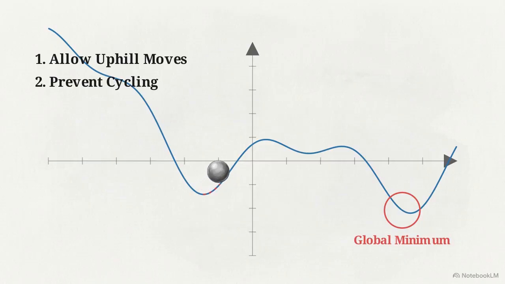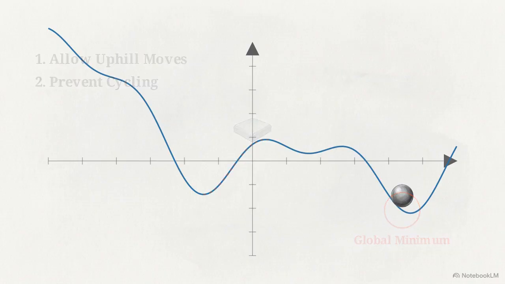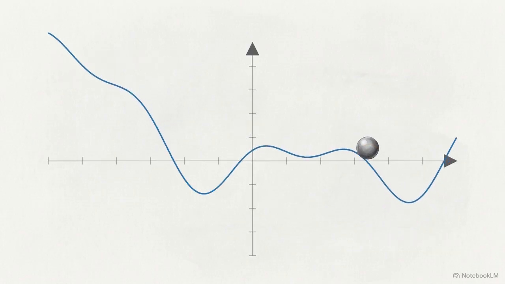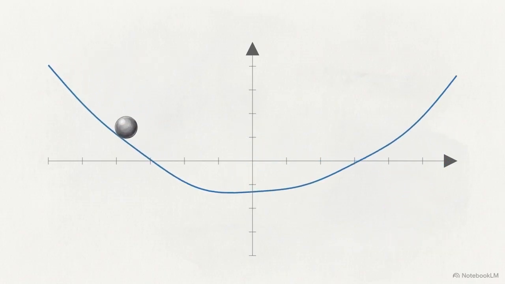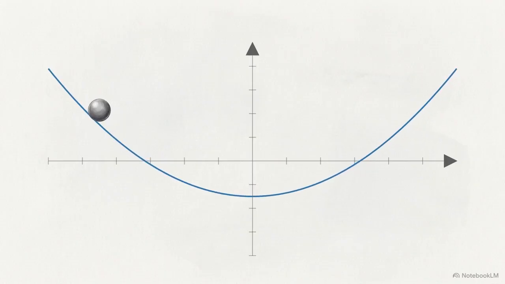First, it must be allowed to travel uphill by accepting moves that temporarily worsen the solution. Second, it requires a mechanism to prevent it from immediately sliding backward into the exact same valley it just left. If a problem is unimodal, meaning its search space consists of a single smooth slope with exactly one minimum, standard local search works perfectly. There are no false valleys to get stuck in, so uphill movement is unnecessary.